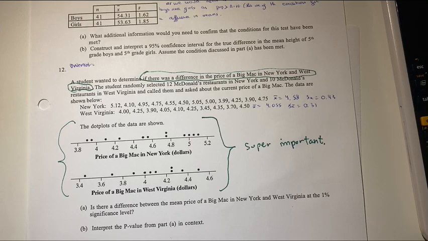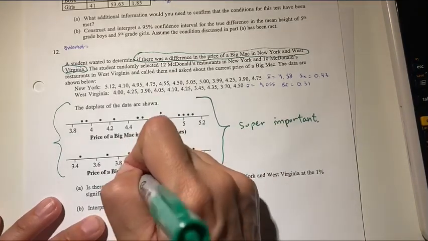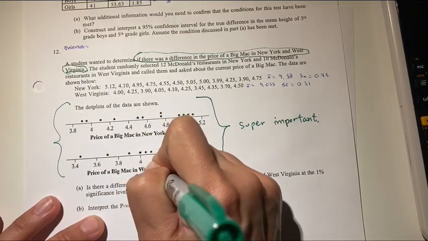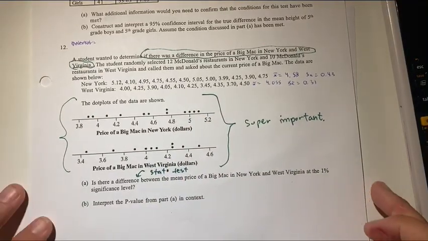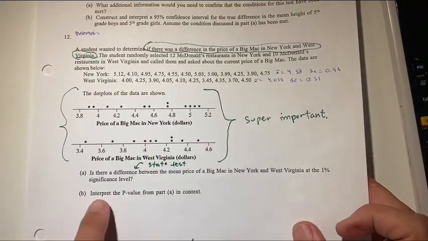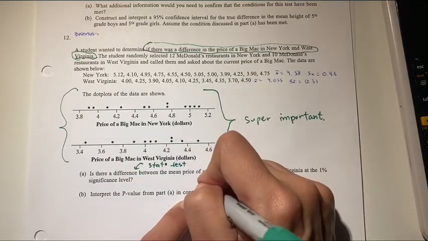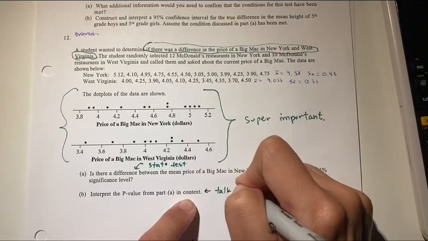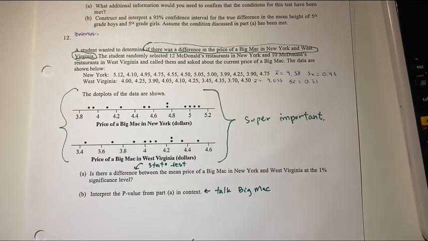So let's dive in. First, the problem says, is there a difference? Okay, well, that's a stat test. That's not a confidence interval. That's called a stat test. And then the next one is interpret the p-value in the context of the problem. So that means you got to talk about Big Macs. Tell me more about Big Macs.